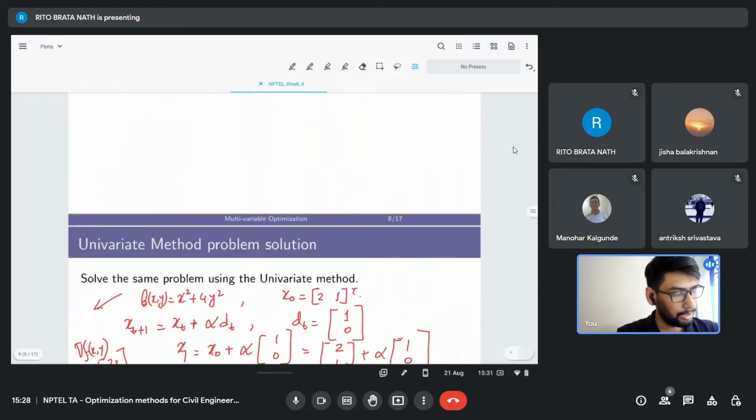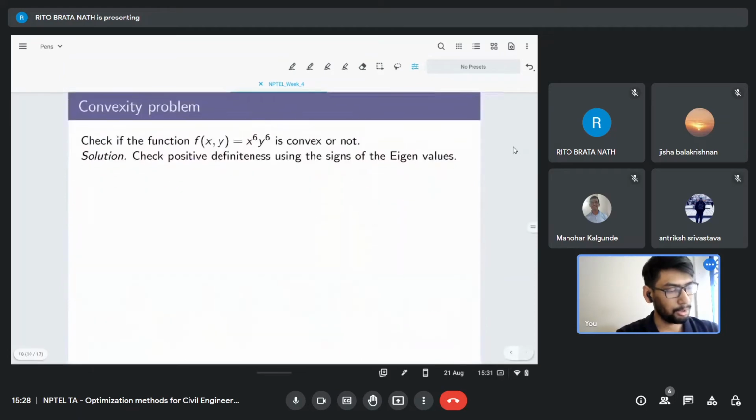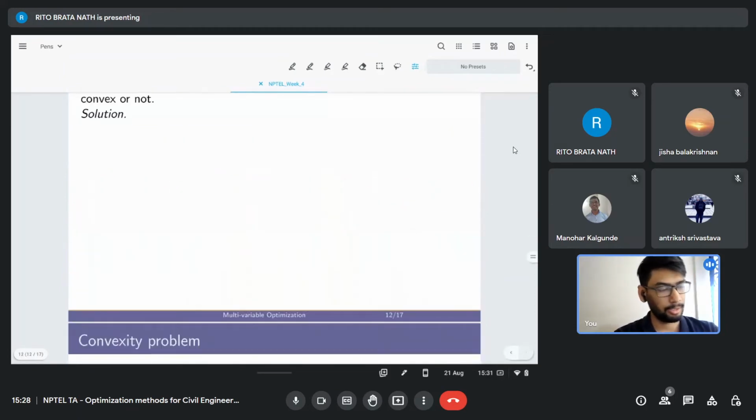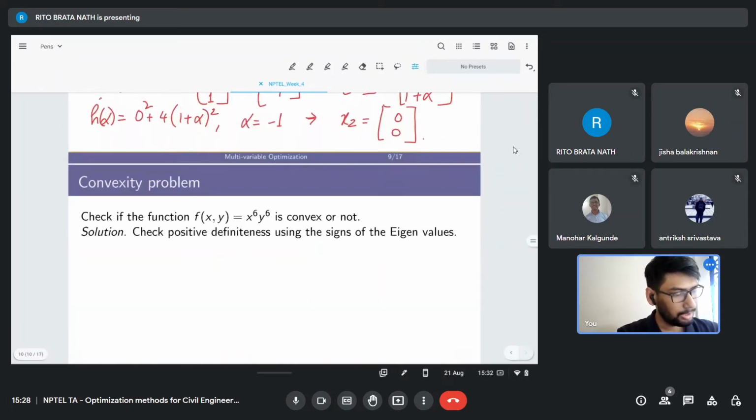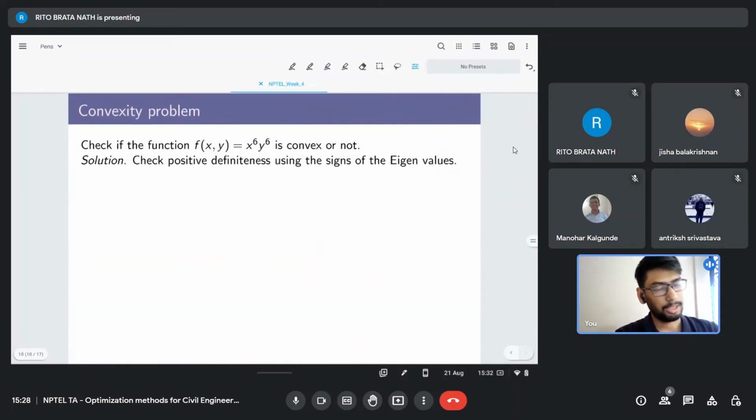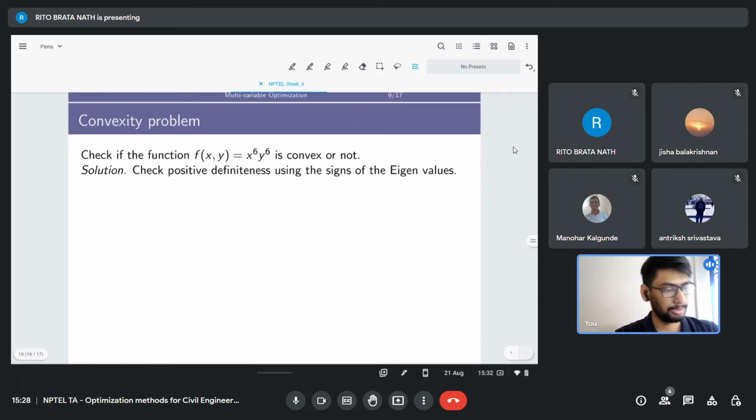Okay, so I'll move forward to this problem. I'll be discussing convexity. I think in the second lecture of this week, Sir discusses convex functions, and you may be asked questions on whether a function is convex or not. You have to check those. So let's see if we can solve this problem.